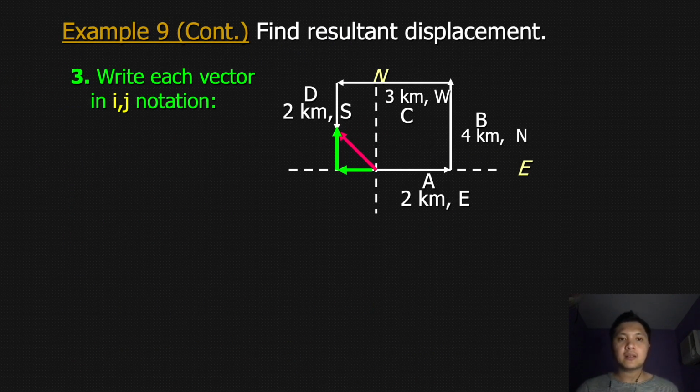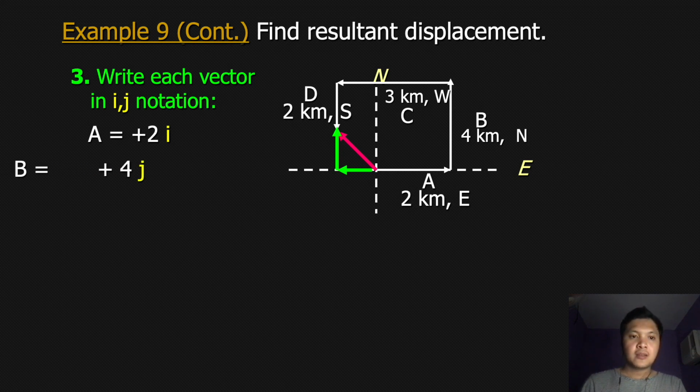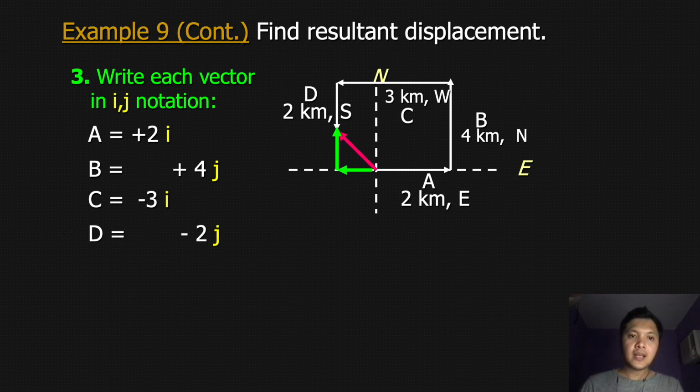To find the resultant displacement, we write each vector in ij notation. The first vector is positive 2i, since it's going in the positive direction. Vector b is positive 4j, since it's going up. C is negative 3i, since it's going in the negative direction, or to the left. And lastly, d is equal to negative 2j, since it's going down.